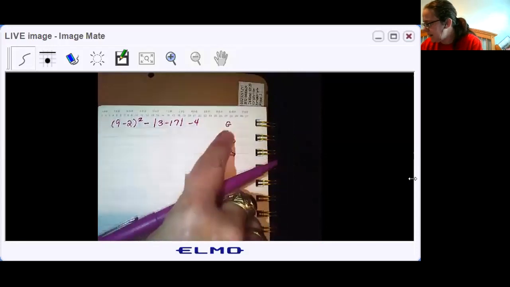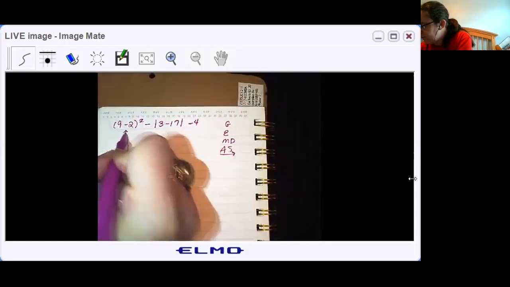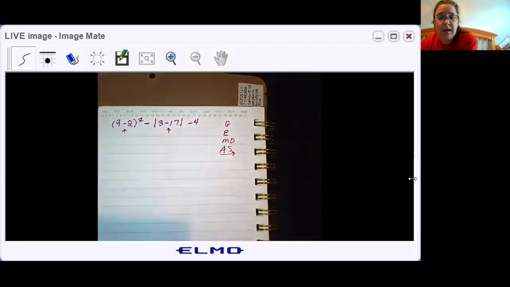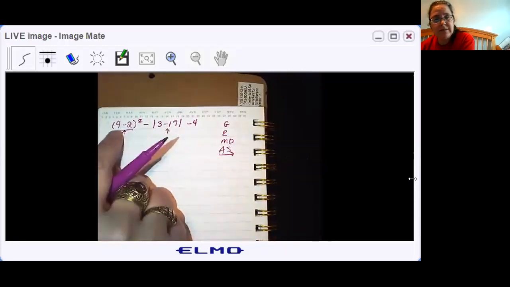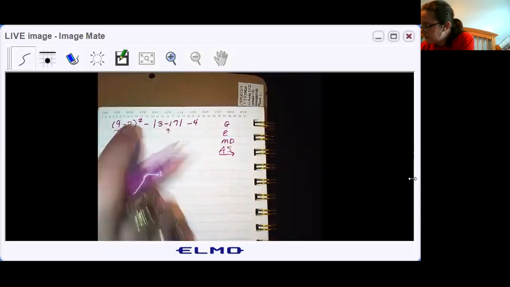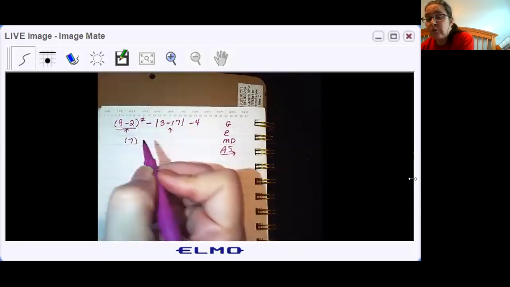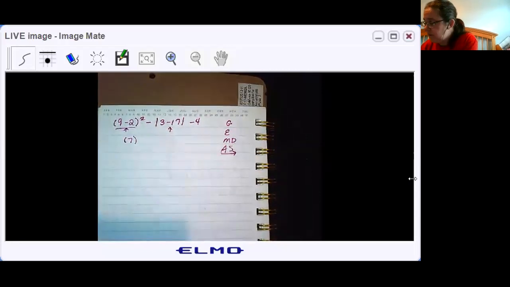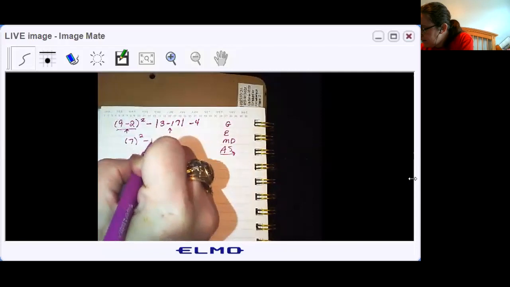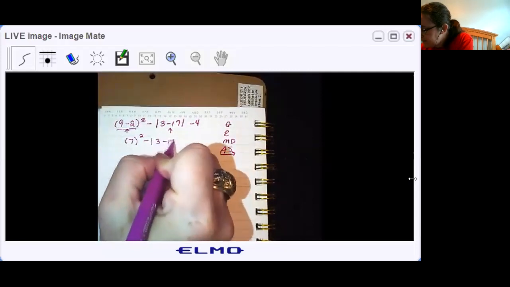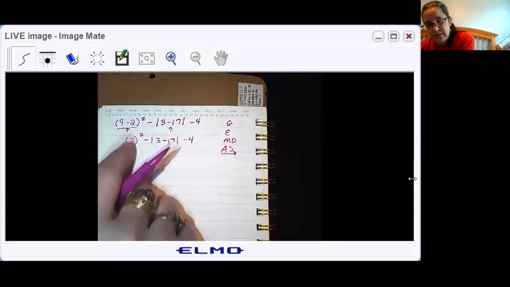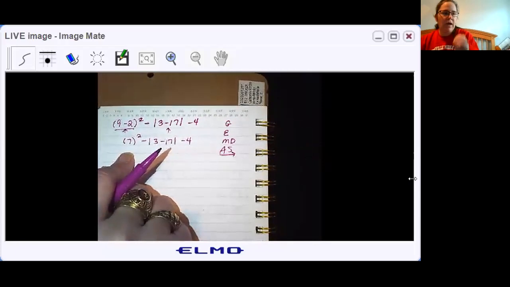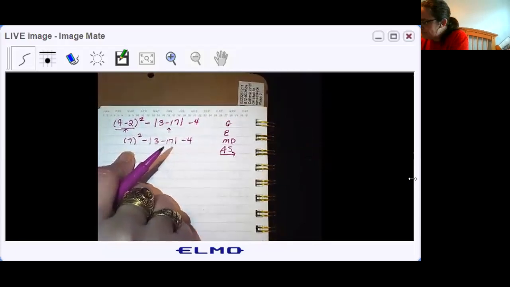For groupings, I actually have 2 sets. I have one grouping here and one grouping here. Now we always work left to right, so I'm going to deal with this one first. Inside my grouping, it says 9 minus 2. 9 minus 2 is 7. Write everything else exactly the way it looks: the square outside, the absolute value of 3 minus 17 minus 4. You don't change anything other than that one little piece, because that's where errors can happen, guys. You've got to be super careful when you write this stuff down.